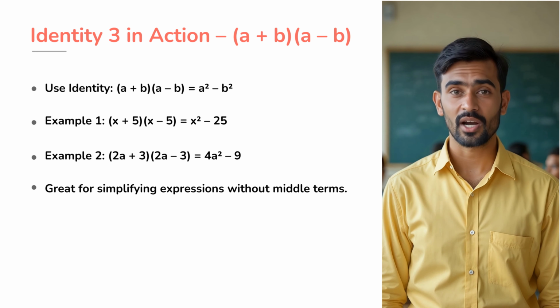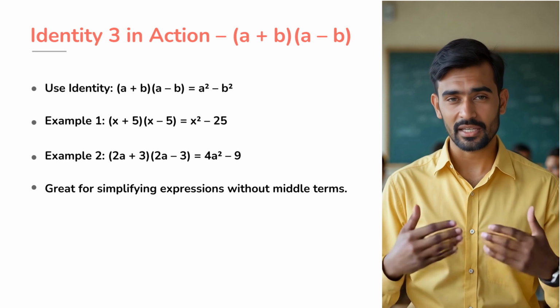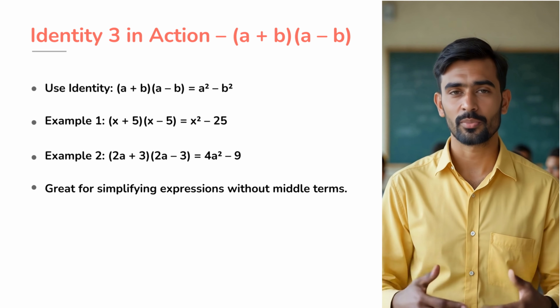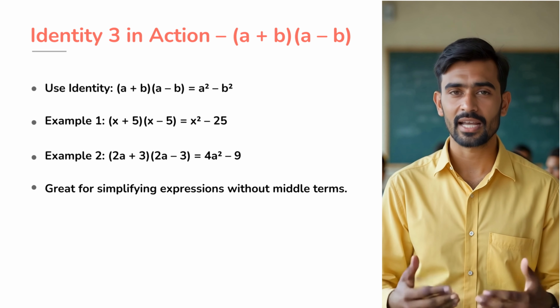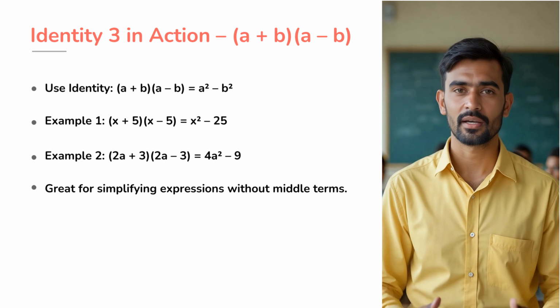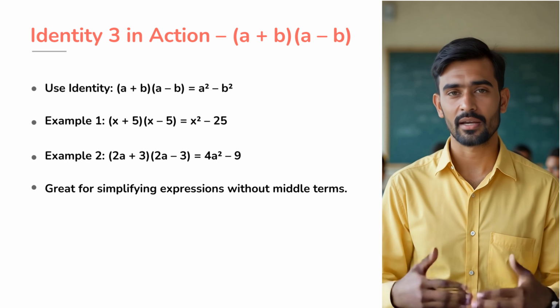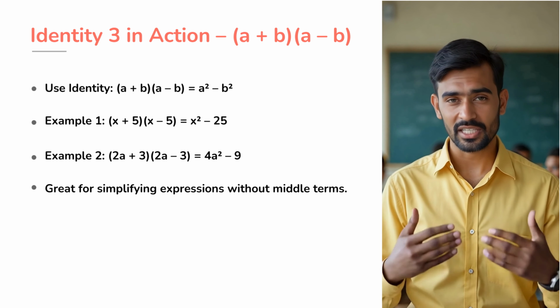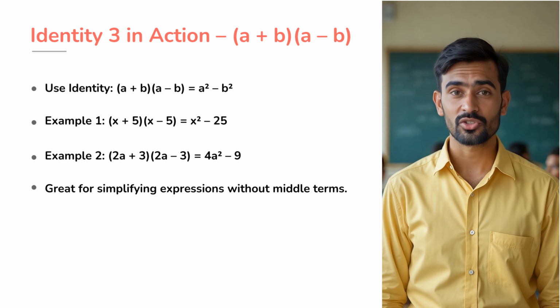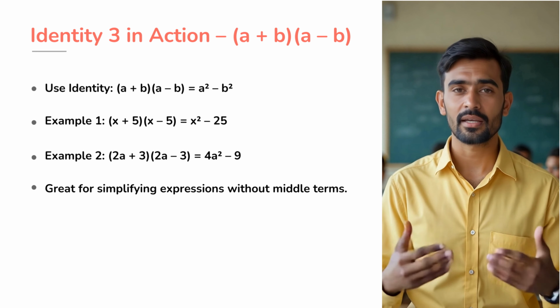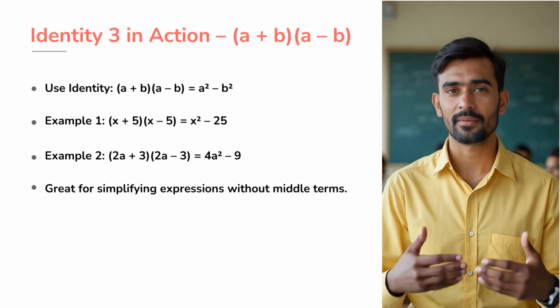Here's another powerhouse, (a + b)(a − b) is equal to a² − b². Try this, (x + 5)(x − 5), using the identity, x² − 25. Now try (2a + 3)(2a − 3), that becomes (2a)² − 3² is equal to 4a² − 9. Number foil, no fuss, just one clean identity.